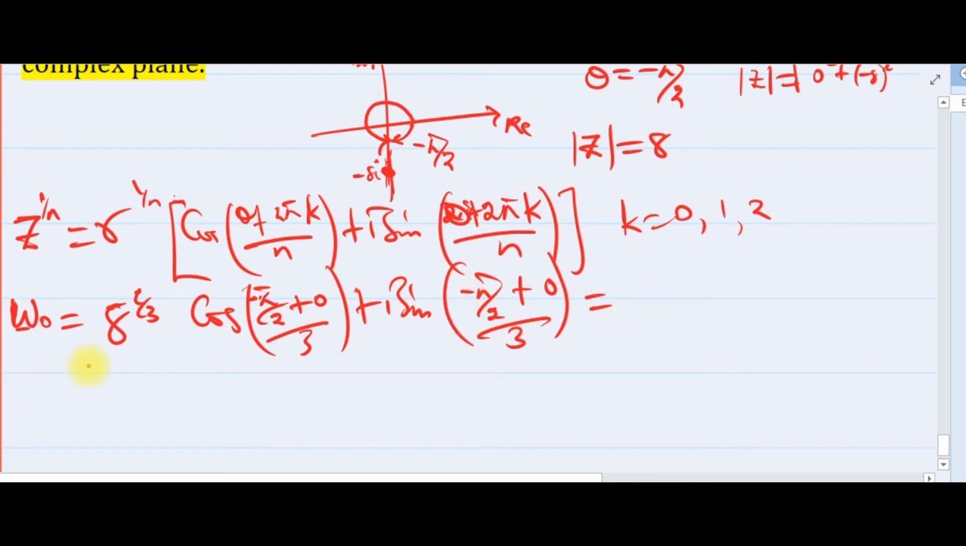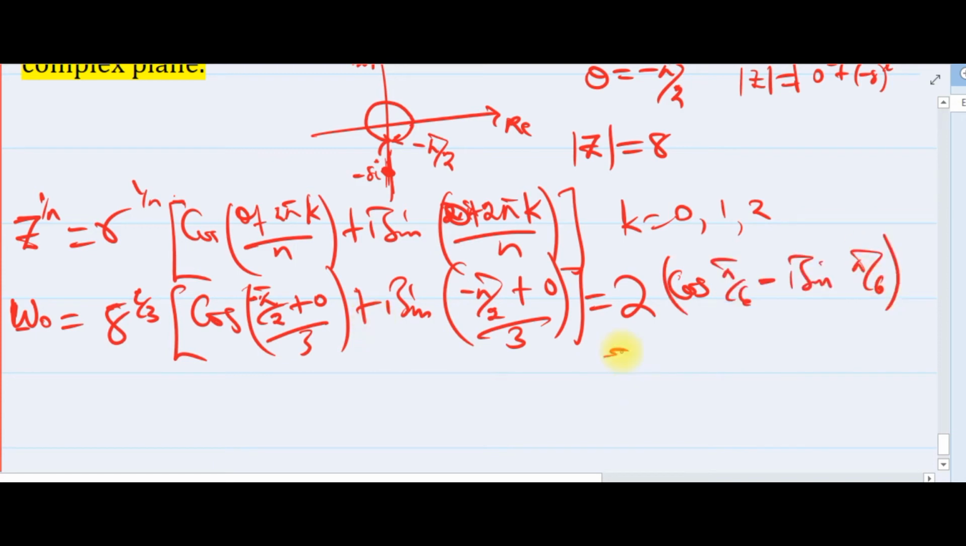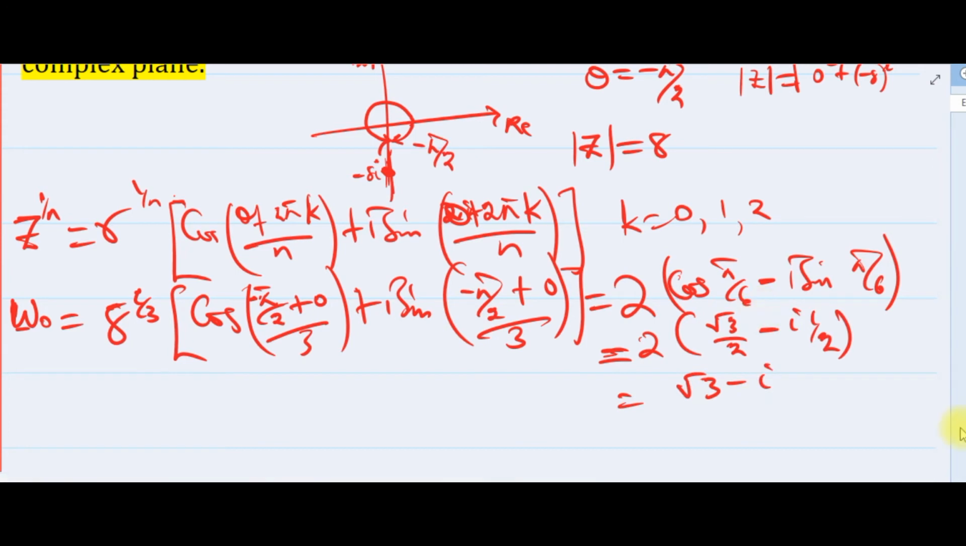So the first value is 2 times cos of minus pi over 6, which is pi over 6 for cos, and minus for sine. I remember cos pi over 6 is cos 30, which is root 3 over 2, and sine 30 is half. So the first value is root 3 minus i. So our first root is root 3 minus i.